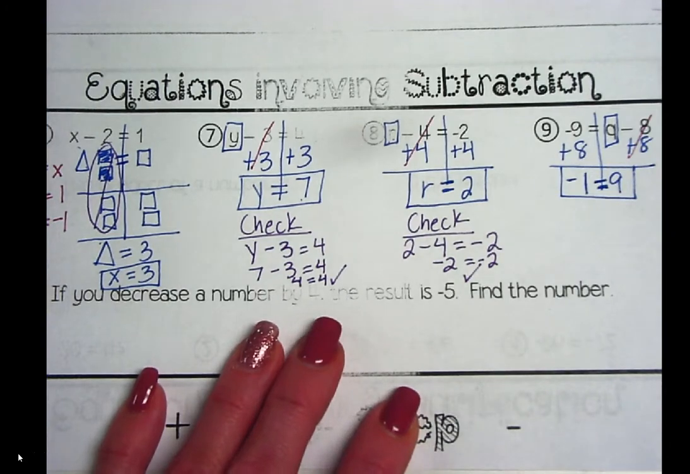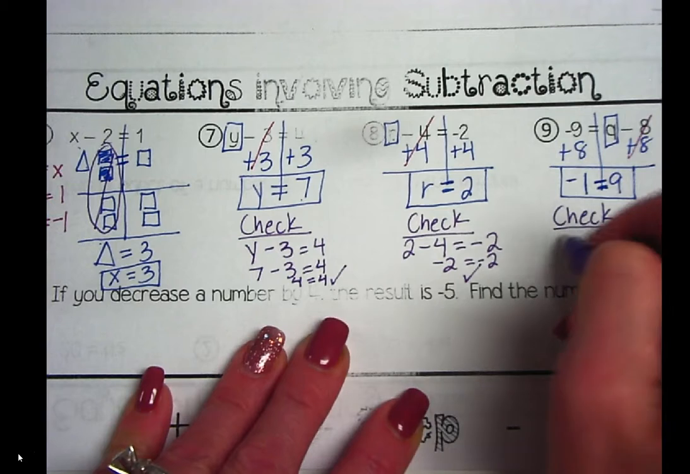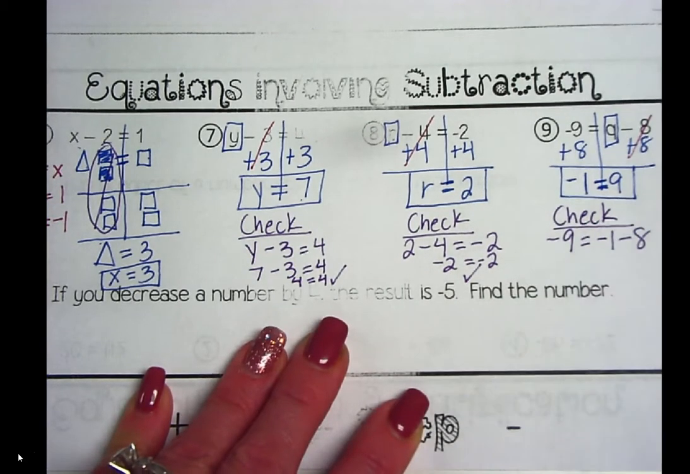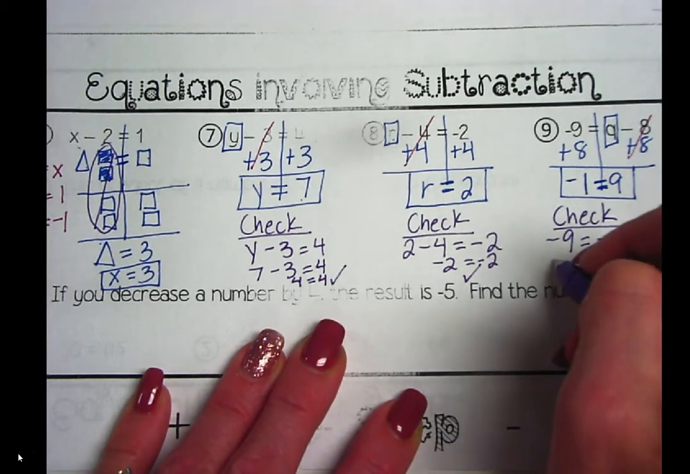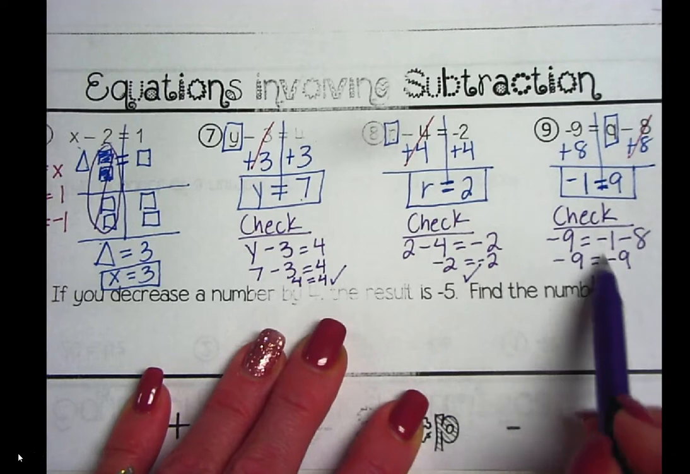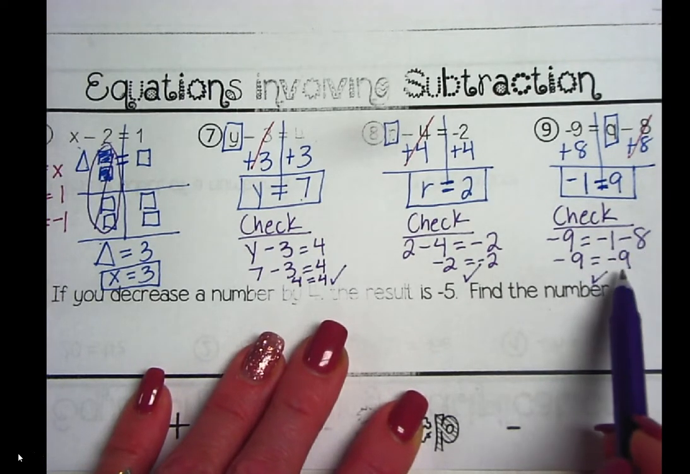I'm going to do my check. And my check is negative 9 equals negative 1 minus 8. See if that's true. Negative 9 equals negative 9. That checks. And to get the negative 9, I'm just going to put in my calculator negative 1 minus 8. And I get negative 9.